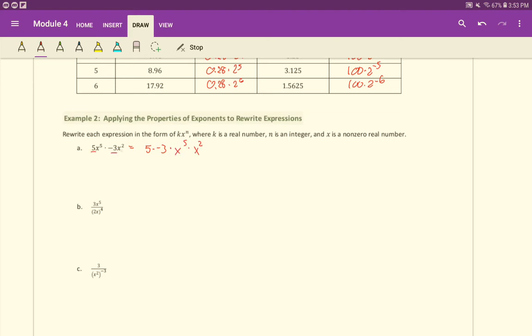So we'll put the numbers together. So we get 5 times negative 3, and then the x's together. What's 5 times negative 3? It's negative 15, right? And then x to the 5th times x to the 2. We're multiplying, so what should we do with our exponents? We should add them, so it becomes 7. And there's our answer.